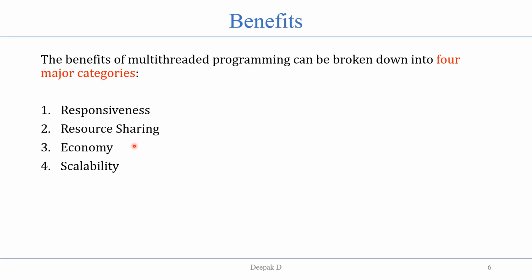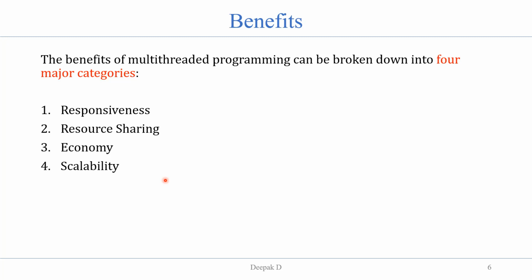The next one is economy. Allocating memory and resources for process creation is costlier, as you know. But threads share the resources of the process to which they belong, which is more economical, both to create and to context switch between threads. So this is the third one. The fourth one is scalability.